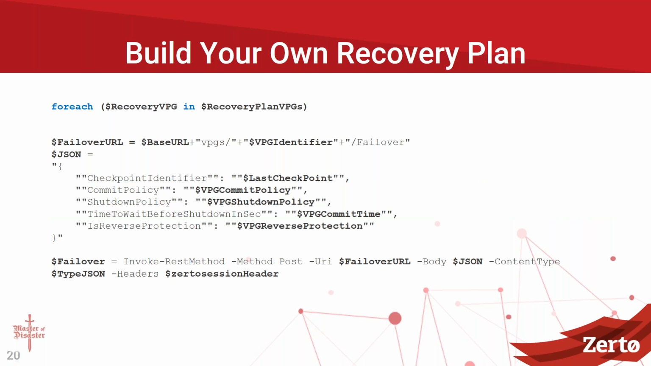Now, what we do code-wise, again, PowerShell. I love PowerShell, because it's really easy, and we have loads of examples in that. Basically, what we do is for every VPG we find in the recovery plan, we'll actually send the failover command to that with the settings defined in that recovery plan. It's basically as simple as that. We'll build a JSON that has all the settings in there. Which checkpoint do I want to use? With commit policy, shutdown policy, you name it, and we'll just send that over to the failover command using the API.